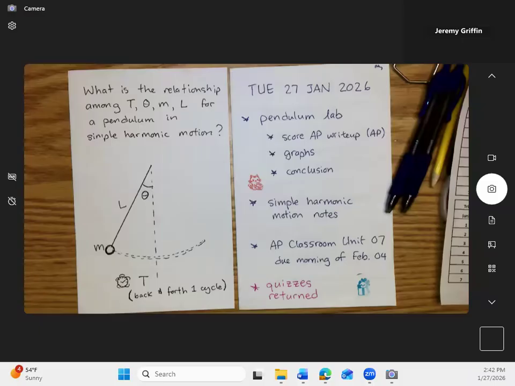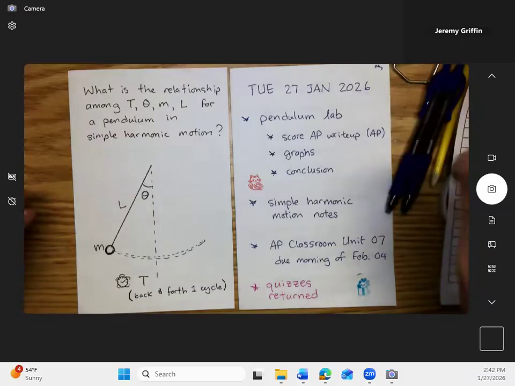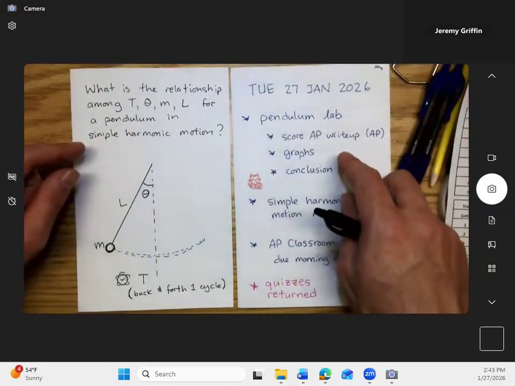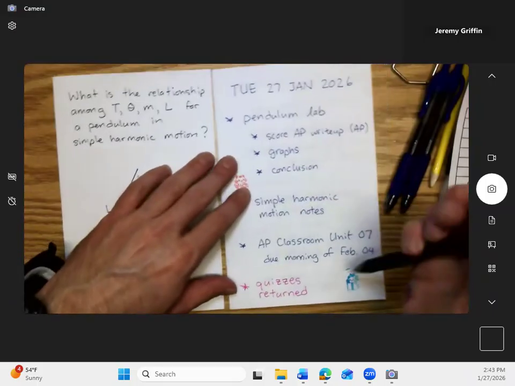Recording is rolling. It is Tuesday, January 27. We're going to pick up from yesterday with this pendulum lab. Yesterday, you guys gathered the data. Today, we're going to do graphs and conclusion.